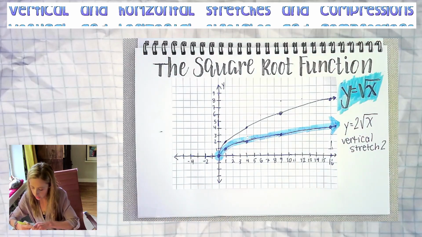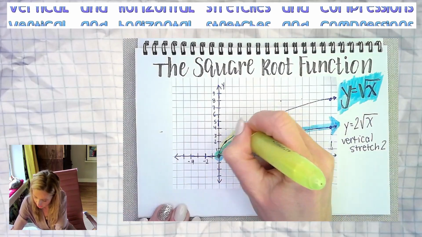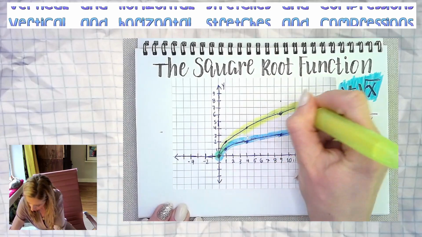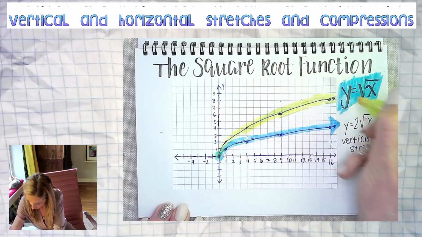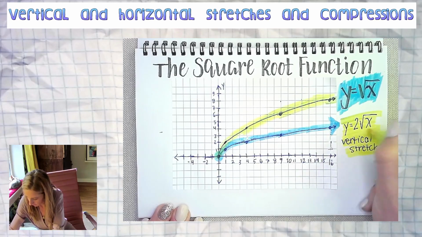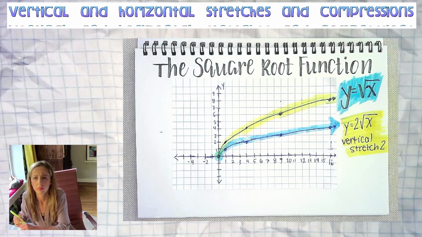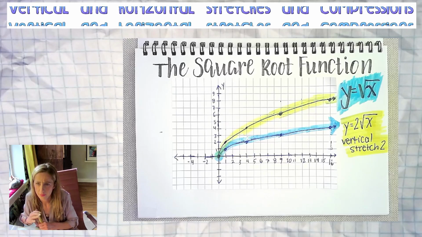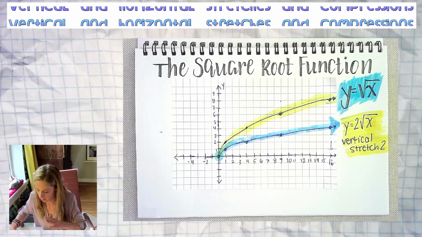So it's a vertical stretch of 2. So this is our beautiful new graph for this equation right here. Okay, but we're going to do a couple more to learn all of it.